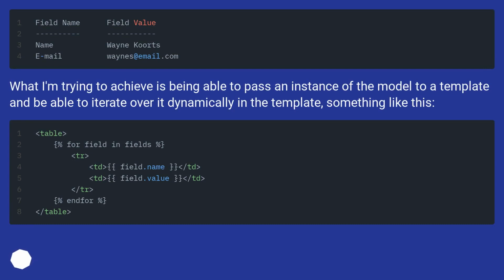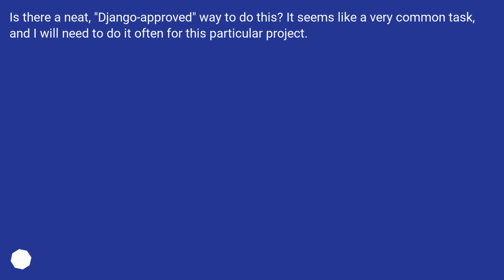What I'm trying to achieve is being able to pass an instance of the model to a template and be able to iterate over it dynamically in the template, something like this. Is there a neat, Django-approved way to do this? It seems like a very common task, and I will need to do it often for this particular project.